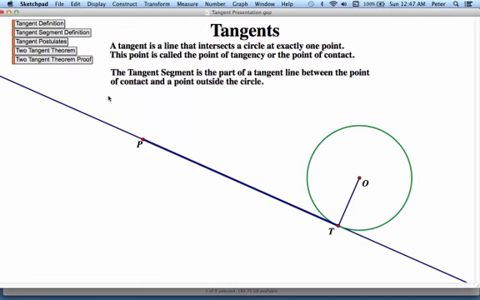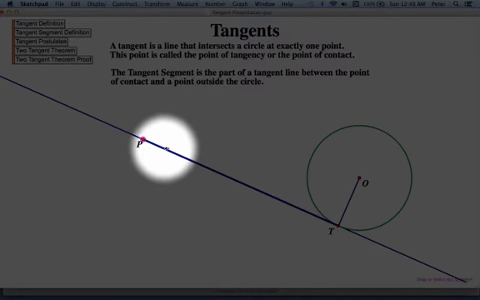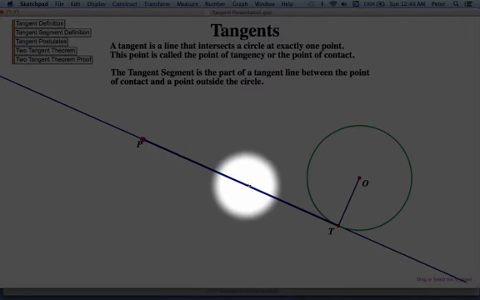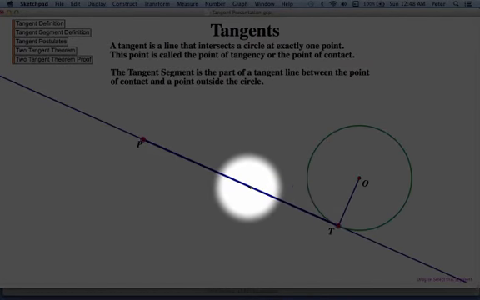Now, related to a tangent is a tangent segment. And that is the part of the tangent line between a point outside the circle and the point of contact with the circle. That will be called the tangent segment.